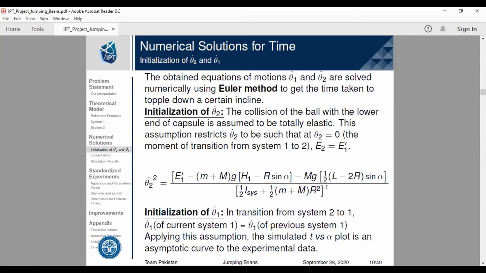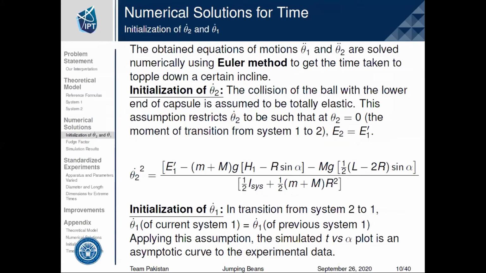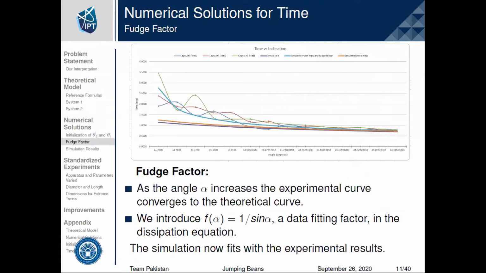This assumption restricts theta 2 dot to be such that at theta 2 dot equals 0, E2 equals the modified energy E1 prime, and we get theta 2 dot square as follows. Initialization of theta 1 dot was with the condition that theta 1 dot of the current system 1 equals theta 1 dot of the previous system 1. And applying this assumption, we get a simulated T versus alpha plot as an asymptotic curve to the experimental data, as you can see in the graph here.